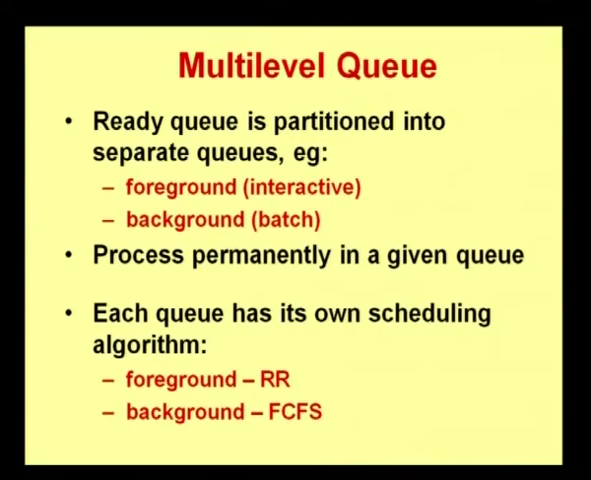So this multi-level queue has been partitioned into two separate queues. One is called the foreground queue, the other one is called the background queue. The foreground queue is said to be an interactive queue, and the background queue is said to be the batch queue. I suppose we have given certain valid discussions on this in our earlier session.